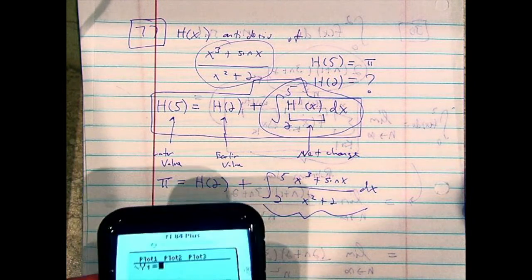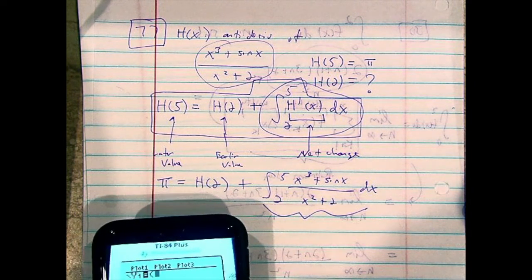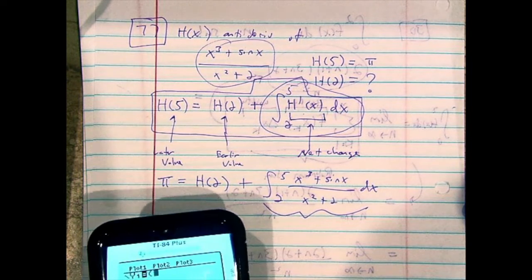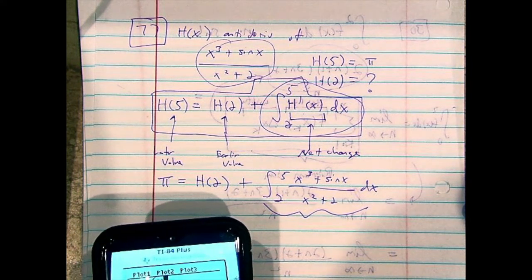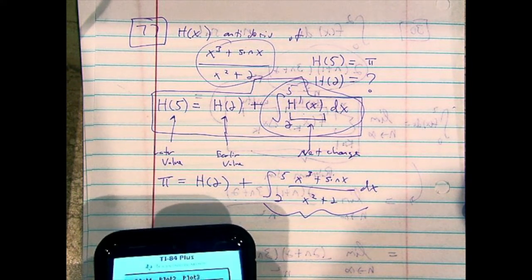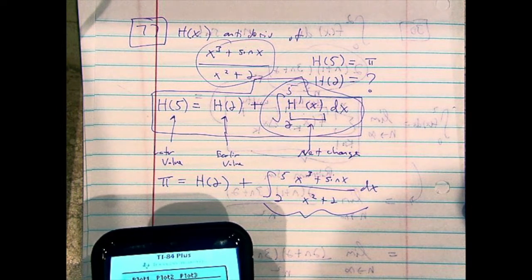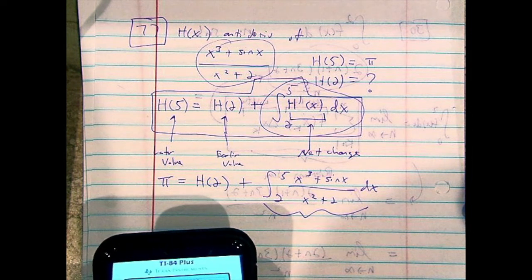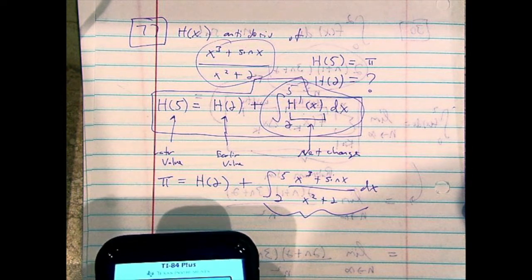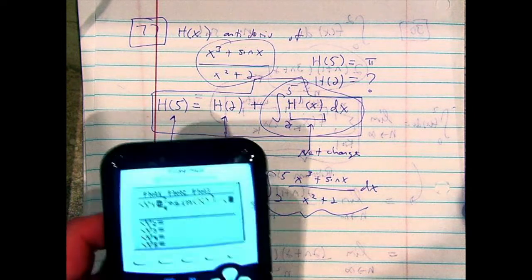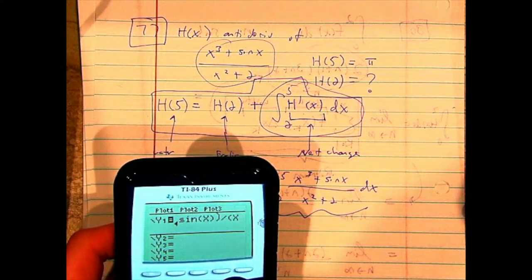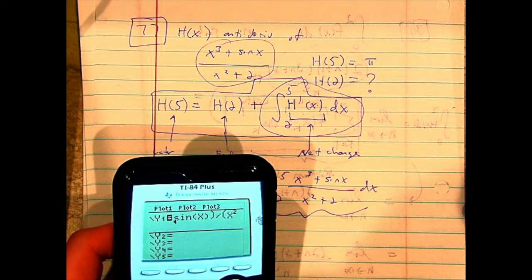I need to put that function into my calculator first of all. So, x to the third plus sine of x, all over quantity x squared plus 2.